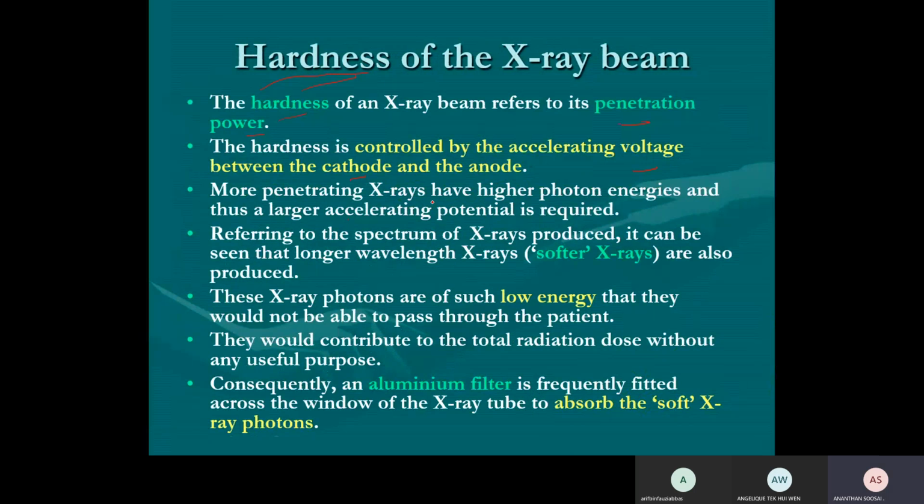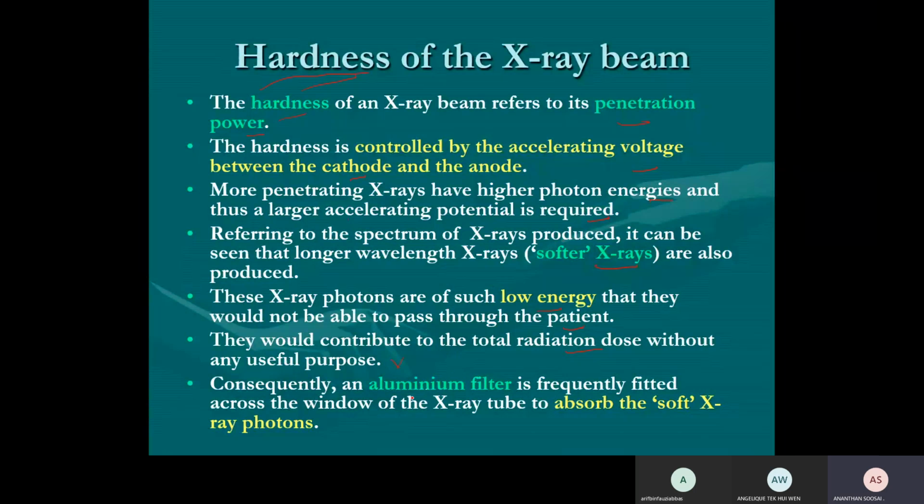So more penetrating X-rays have higher photon energies, so a larger accelerating potential is required. Referring to the spectrum X-ray produces, we can see longer wavelength, soft X-ray, also produced. These X-ray photons are of such low energy that they would not be able to pass through the patient. Yes, waste for us. They would contribute to the total radiation dose. It not only does not help us with the imaging, but gives trouble, giving more radiation dose to your body without any useful purpose.